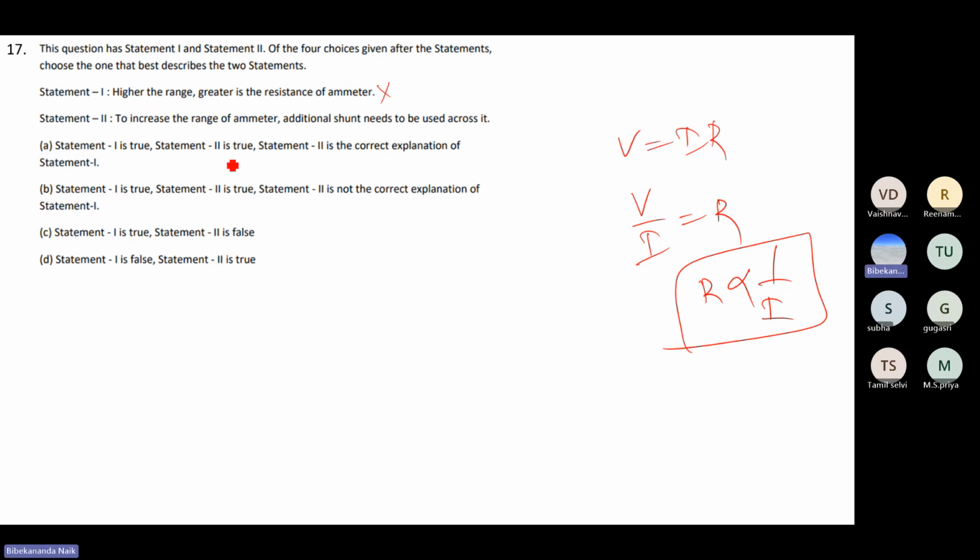Now statement 2, to increase the range of the ammeter, additional shunt need to be used across it, which is true because we had already discussed today, two problems we have discussed. We have calculated that when you use some shunt, if the shunt is of very low resistance, some current passes through the shunt and the range of the ammeter is increased. So the range of the ammeter can be increased by connecting the shunt. So statement 1 is false and statement 2 is true. So the correct option will be option D.